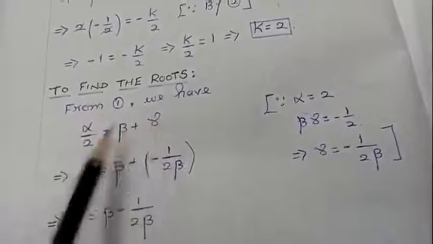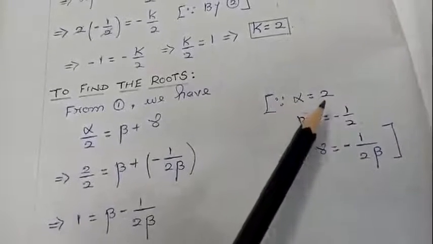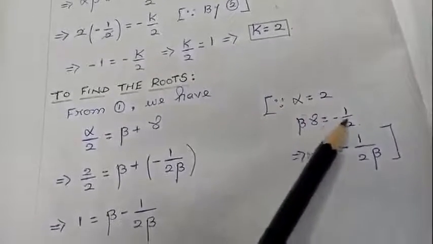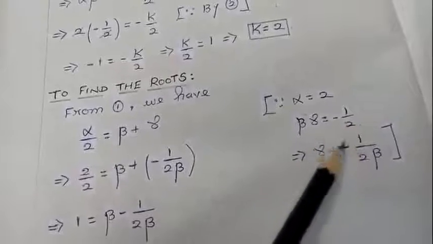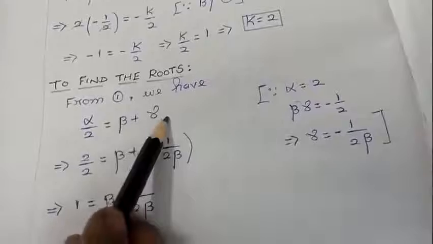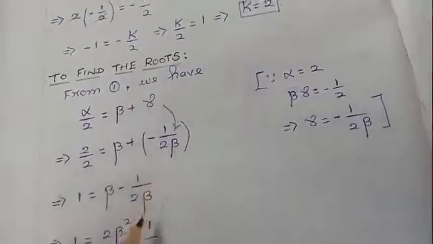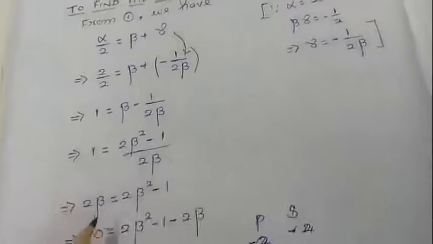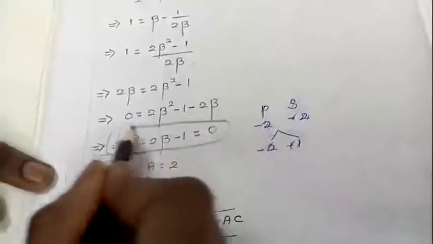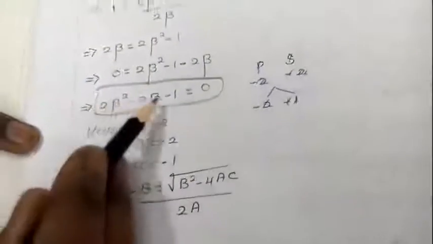From equation 1, we have this equation. I am going to replace the value for alpha. Alpha equal to 2, beta gamma equal to minus 1 by 2. You make an adjustment in such a way to get the value. So in place of gamma, I am replacing the value as minus 1 by 2 beta. Calculate, students. In this, I am going to write beta in the form of a quadratic equation, using the quadratic formula, that is 2 beta square minus 2 beta minus 1 equal to 0.